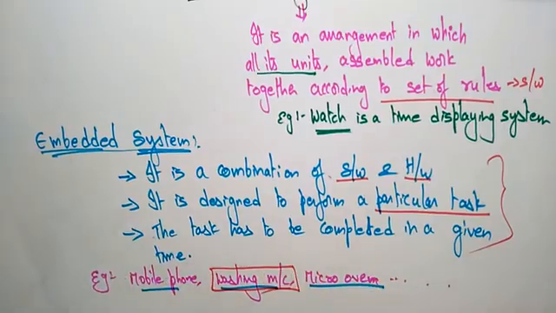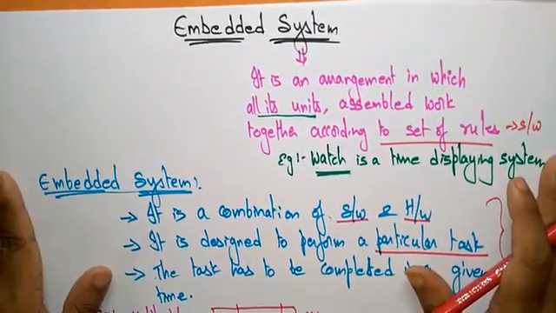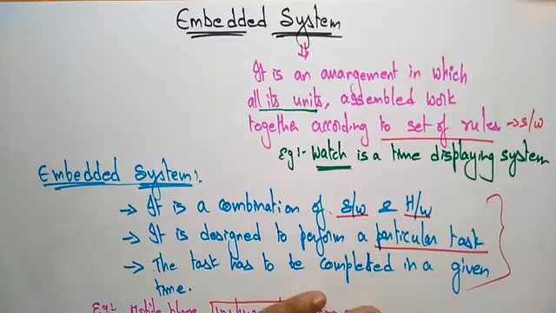Mobile phones are only for communication, for transferring data, for voice communication. So whatever task you have taken, that has to be completed in a given time. That is a deadline. So this is the definition of an embedded system. I hope you understand what exactly the embedded system is.